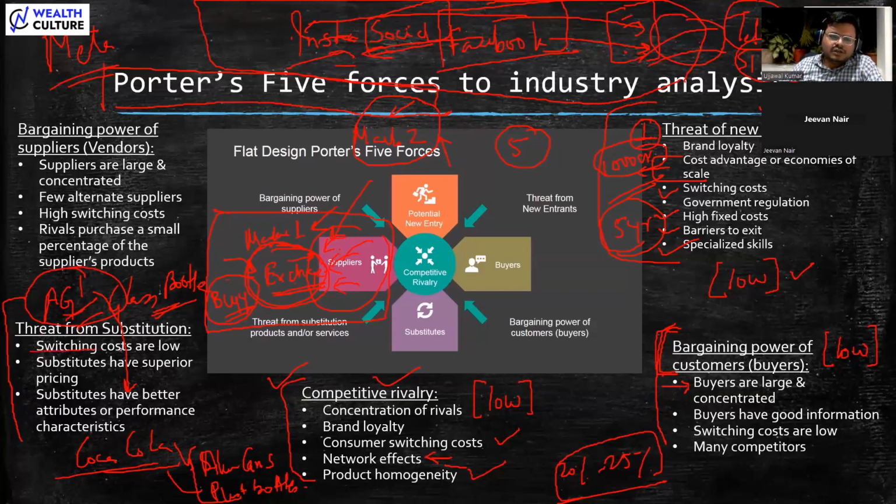Where the switching costs are low, Coca-Cola can switch. Where the substitutes have superior pricing. So, plastic bottles, for example, much cheaper than glass. Not sure what the math is for aluminum cans, but plastic bottles obviously much cheaper than glass, right? So there the substitutes have superior pricing, and they maybe have better attributes and performance characteristics. For example, cans are, in my view, much easier to transport. They will not break, whereas glass bottles will, right? So this is one case I can easily correlate to.